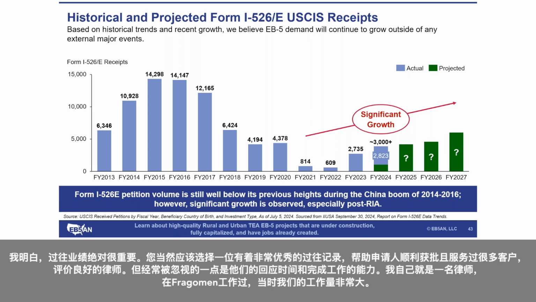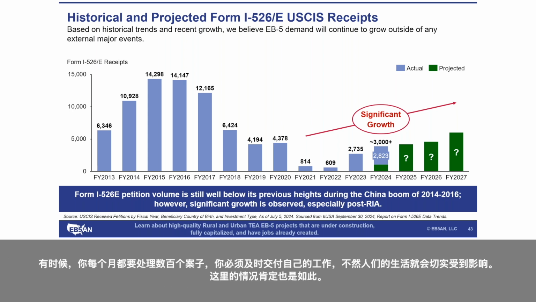You should always be choosing an attorney that has a really distinguished record of getting approvals and has a lot of past clients who can attest to that. But one of the things that often gets ignored is response time and just ability to get the work done. And being an attorney myself and having worked at a firm, basically you're dealing with volume, you're handling hundreds of cases a month sometimes, and you have to get things out or people's lives get affected. It's definitely the case here as well.